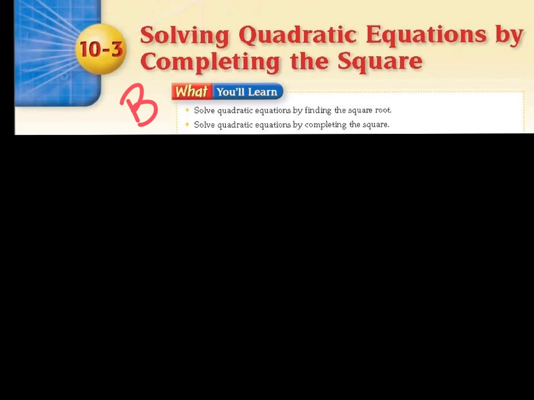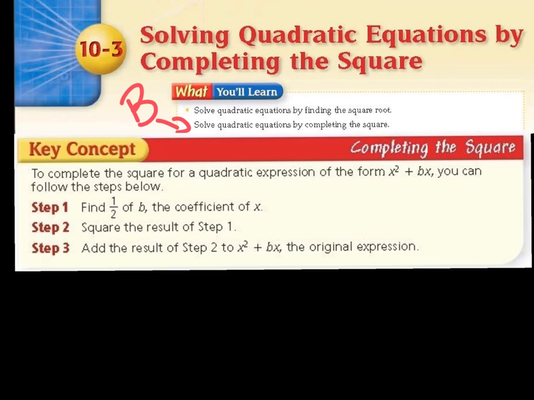In this video, we're actually going to look at how to solve quadratic equations by completing the square. In 10.3 Part A, we looked at how to find c to complete the square. You take half of b, which is the coefficient of x, square the result of step 1, and then add it to what we already had.